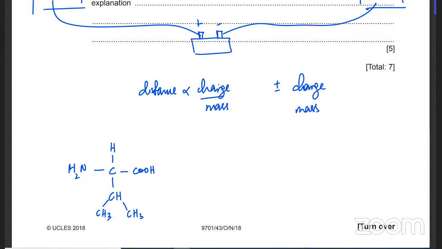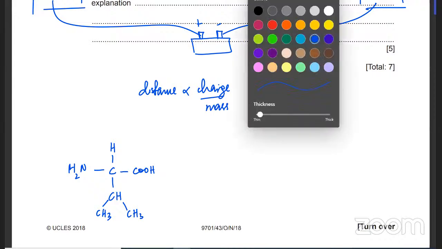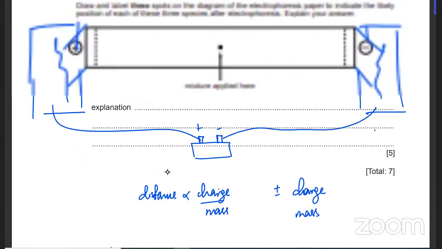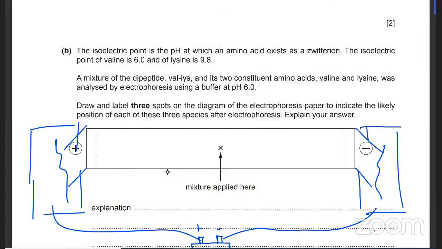So in simple words, the isoelectric point, remember this side is the acid side and this side is the base. So the NH2 can accept an H+ and the acid over here can lose an H+ ion. So he's saying that the isoelectric point of valine is 6.